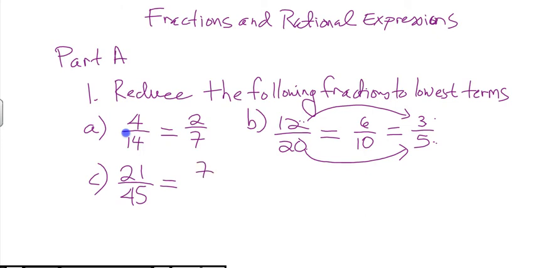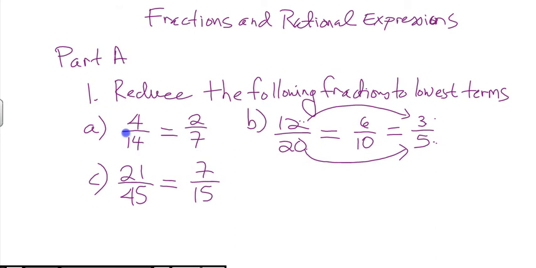Now at this point, 7 is a prime number, so I know I'm done, right? This is the lowest that I can go, because there's nothing that divides into 7 other than 7. And 45 divided by 3 is 15. Now, if this had a multiple of 7, then actually I could go lower, right? Because what we're looking for is not necessarily that they're prime, but that they're relatively prime. Relatively prime means that they share no common factor.